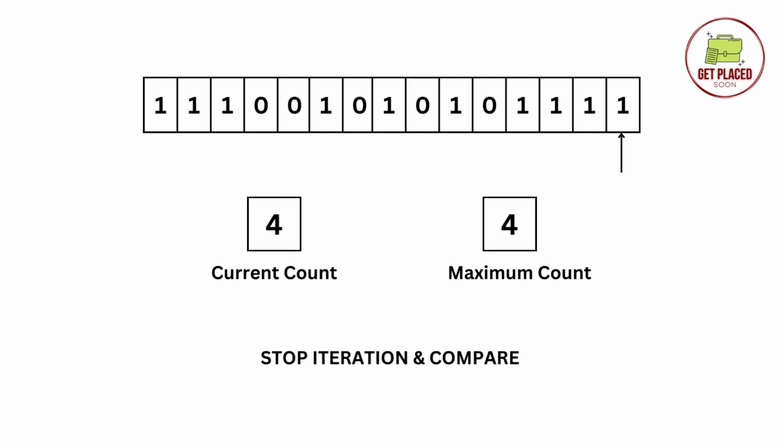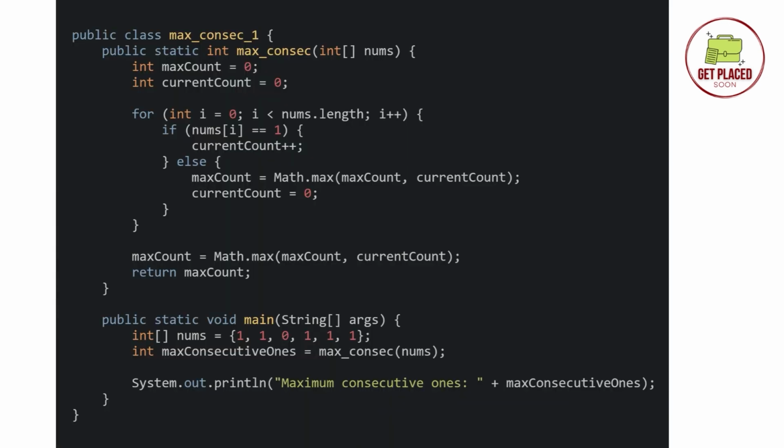Now let's see how to do this in code. In the given function max underscore cosec, we are giving the parameter integer array, that is nums parameter, that is the given binary array. Now we start with two variables. One is max count being 0, current count is 0. Now we start the looping. In the looping, we are running from 0 to n minus 1.